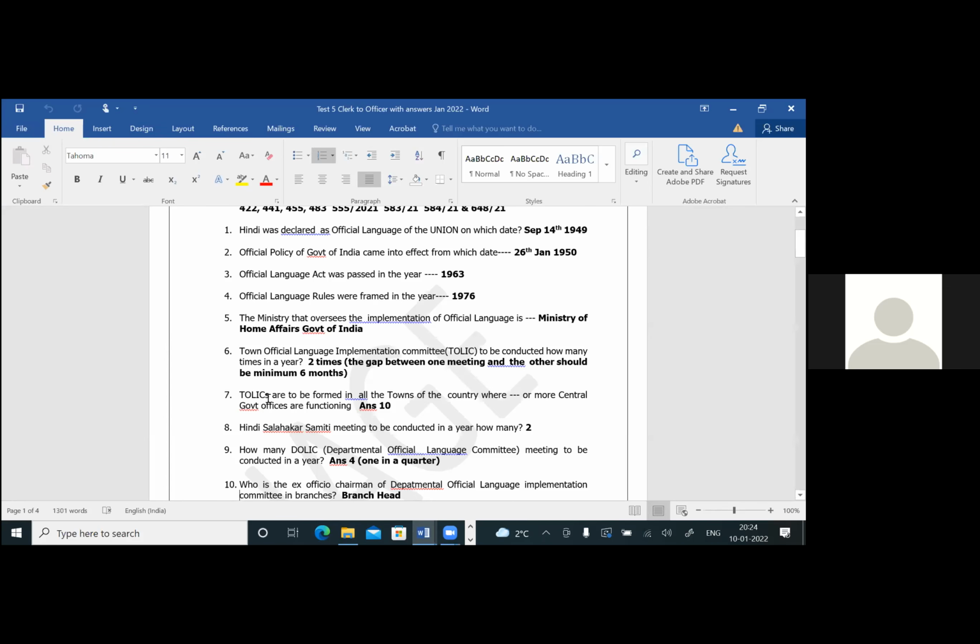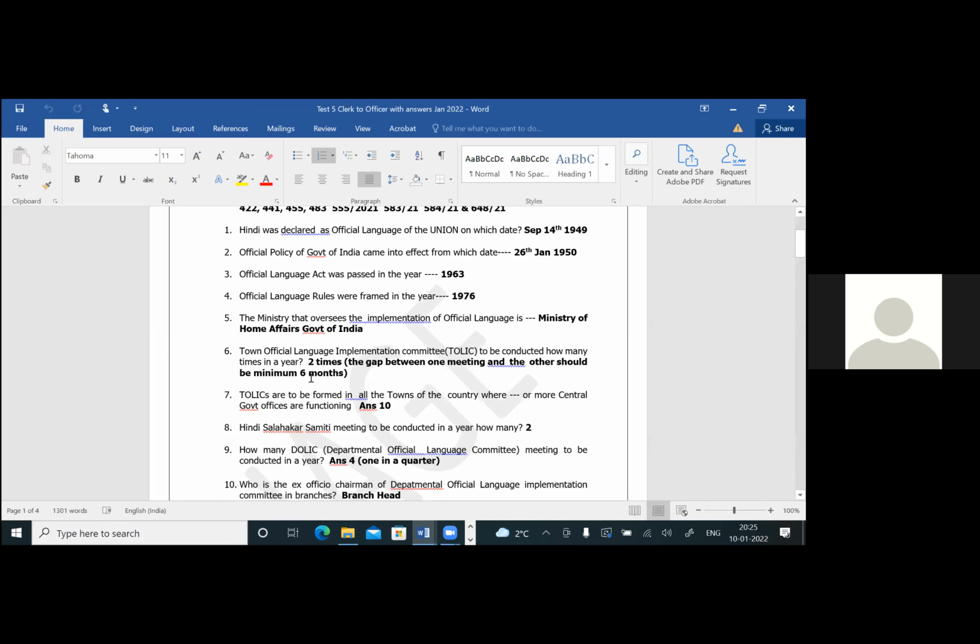Then what is TOLIC? Town Official Language Implementation Committee. So TOLIC ought to be formed in all towns of the country where there are 10 or more central government offices functioning, including banks. All of them will come together and they will conduct a Hindi meeting. Okay, they will conduct various cultural programs and various other things. That is called TOLIC, Town Official Language Implementation Committee.